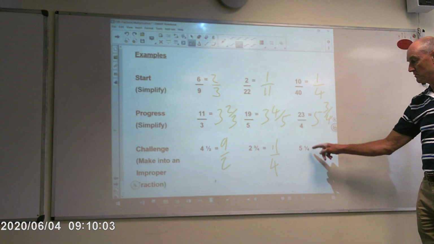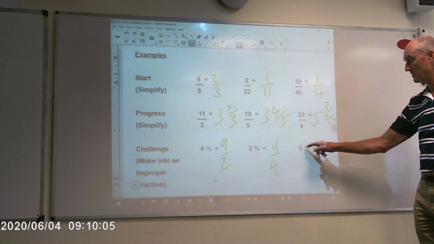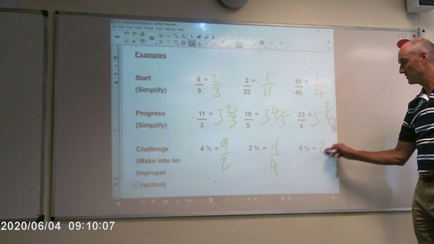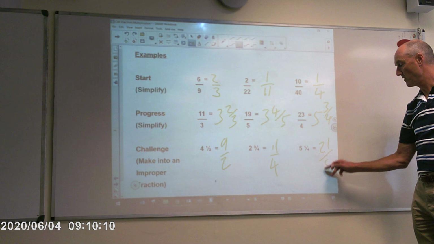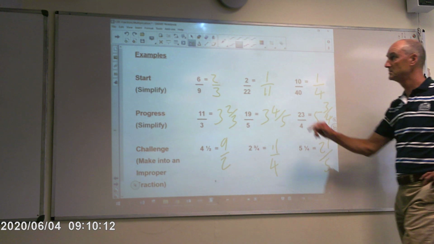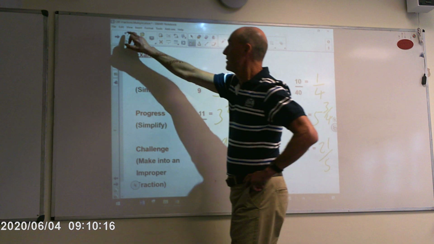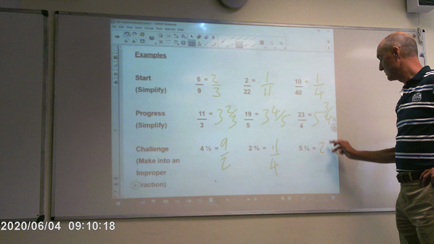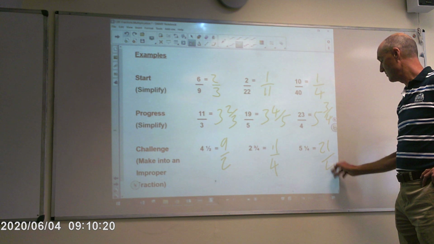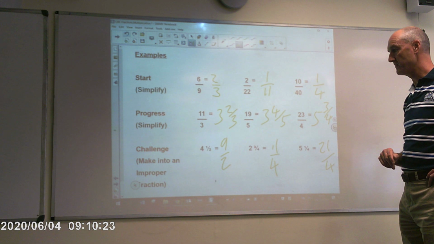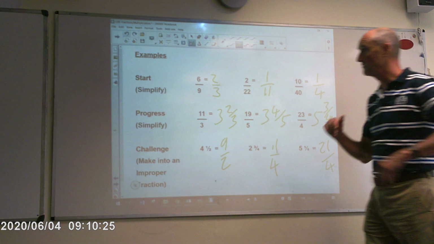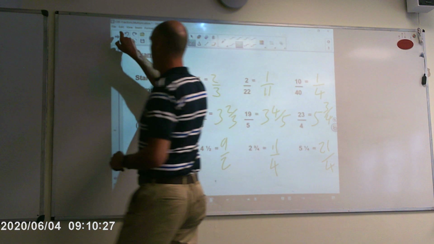5 whole ones, 4 times 5 is 20, plus the one we already had, 21 over 4. It's just a little bit of revision there, just to make sure that we're quite happy and confident. Now multiplication of fractions.